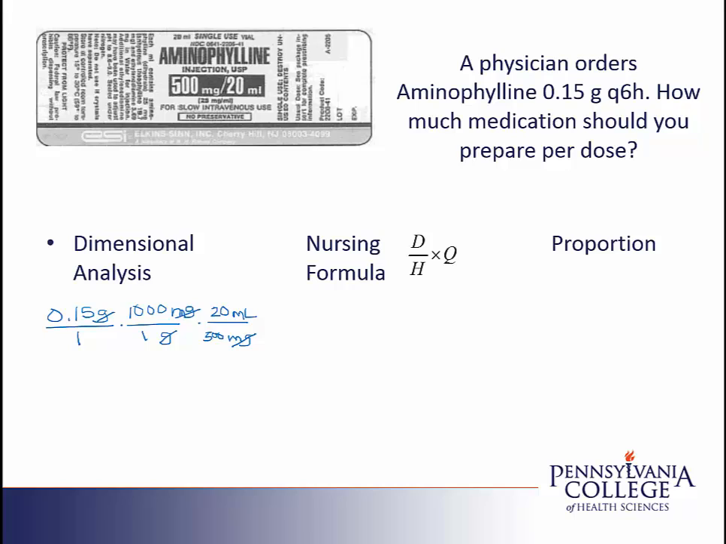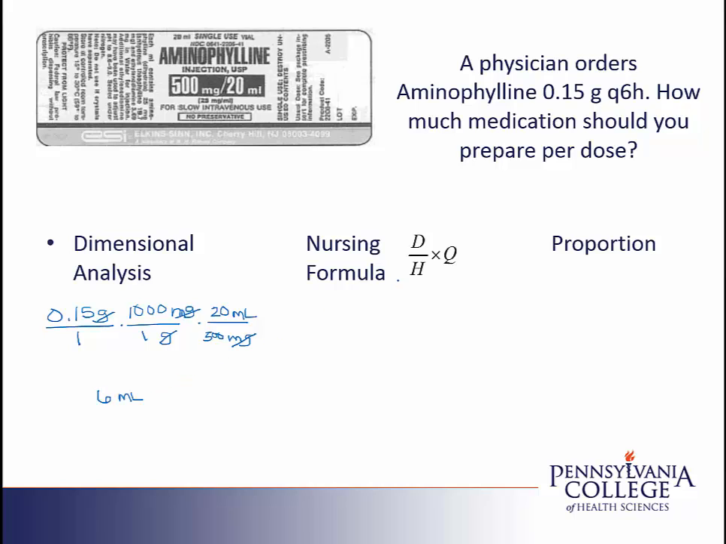So when I look at my math, my labels have canceled to give me milliliters, which is what I want. And so I do the math on my calculator, 0.15 times 1,000 times 20 divided by 500. And I come up with an answer of 6 milliliters.